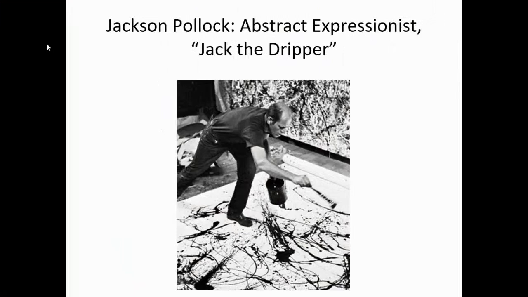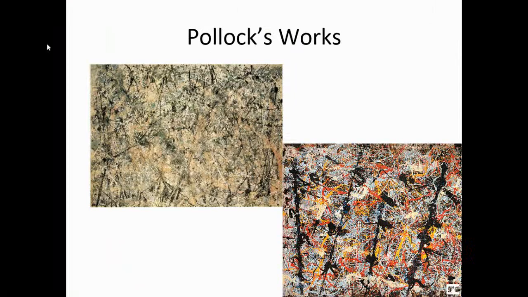And as you can see, his style of painting, he called it action painting. And by the way, he just slung the paint onto the canvas below him. He gained the nickname Jack the Dripper, but that is Jackson Pollock. I think he was from Idaho. I could be wrong about that. But there are some of his works.